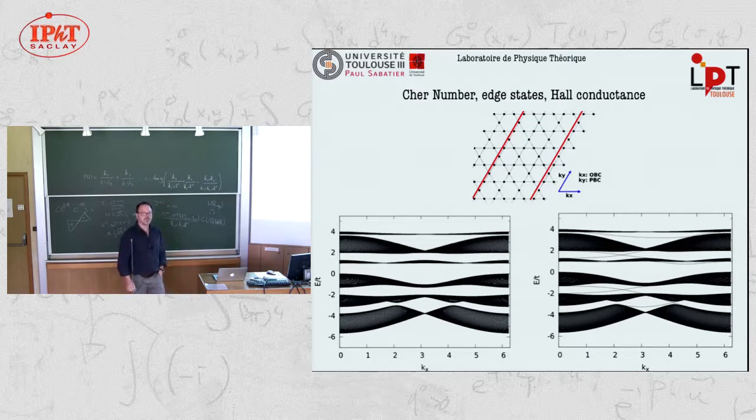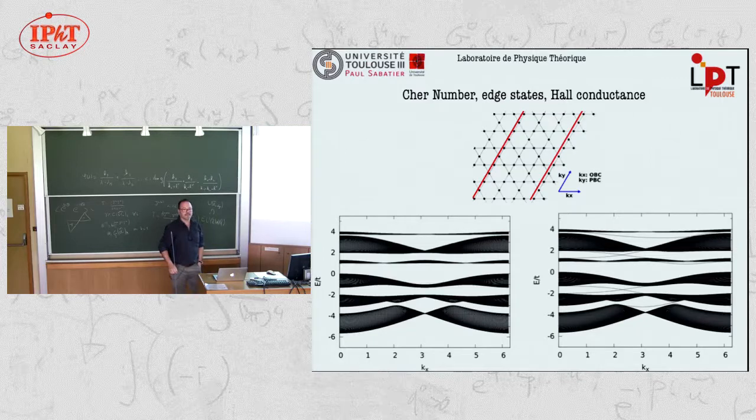What's the value of the Hund's coupling here? I can't tell you exactly. It was of order 5, something like that. J over t was of order 5. If you put it much bigger, you will open much more this gap here.